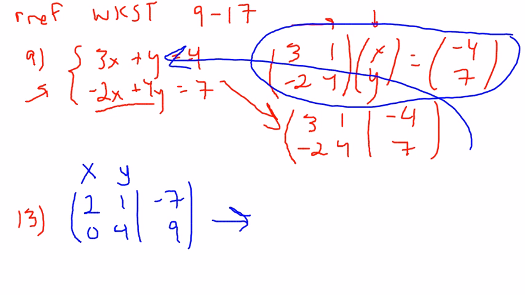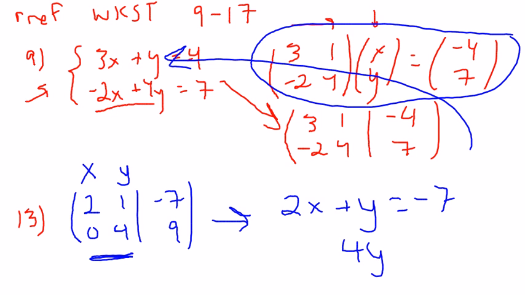That's a 2 right there. This gives me, I don't even need the matrix thing. Alright, so this gives me 2x plus y equals -7. Super simple. And then 0x, I don't put anything there from this right here. I just write 4y and then equals the 9. And that's that for that.